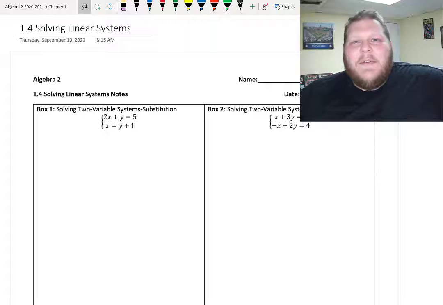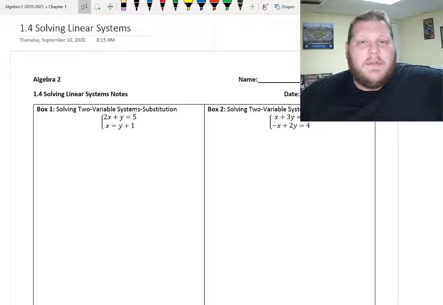Hey guys, today we're taking a look at 1.4, which is all about solving systems of linear equations. We're going to start out by reviewing two problems, similar to what we did back in Algebra 1 with solving two variable systems, and then eventually we'll also be getting into solving some three variable systems once we get to boxes 3 and 4 in our notes today.